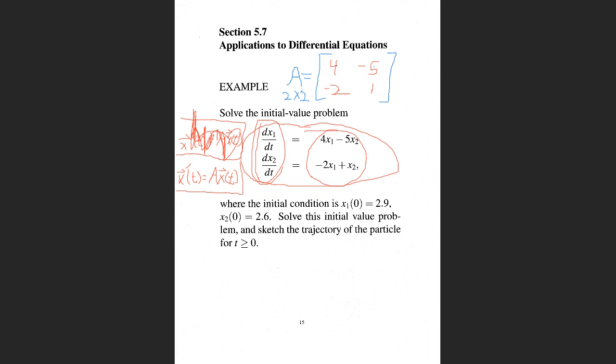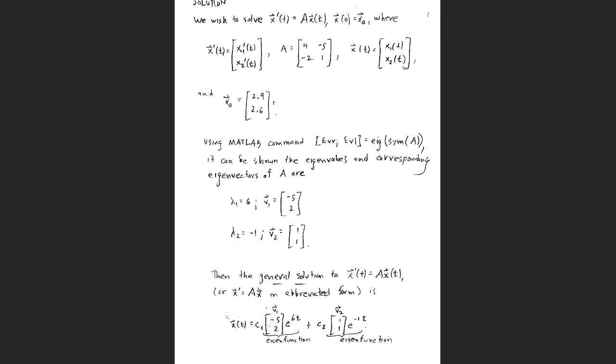So, okay, all right, let's begin then. Because this is new to you, I define, again, the vector x prime of t, A, the vector x, and x sub 0; it's obvious what they are. And we're going to use the MATLAB command eig(sym(A)), and this will yield the following eigenvalues and eigenvectors.